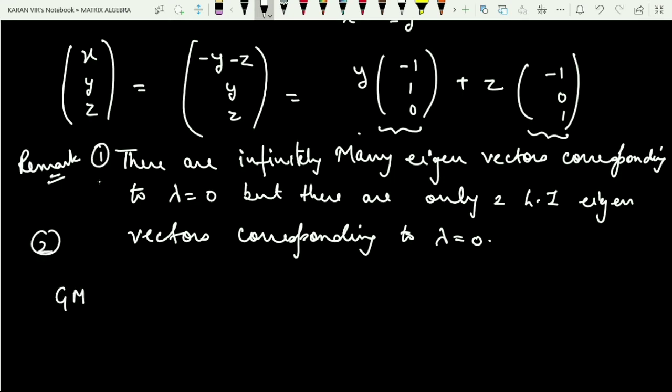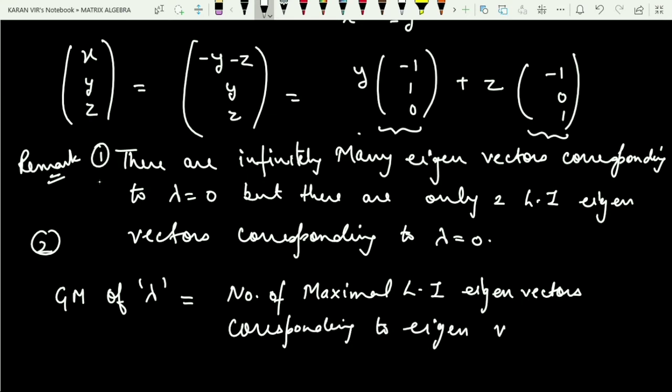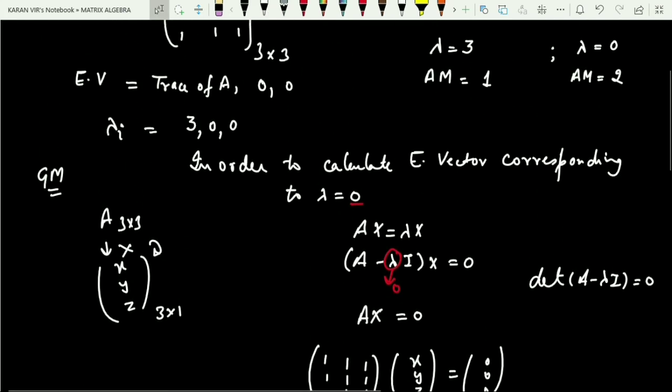Now remark 2 states that the geometric multiplicity of any lambda is nothing but the number of maximal linearly independent eigenvectors corresponding to the eigenvalue lambda. So that is the way to calculate the geometric multiplicity of any particular lambda. So in this case, the geometric multiplicity of lambda equals 0 is 2.